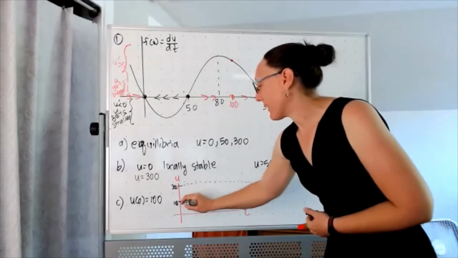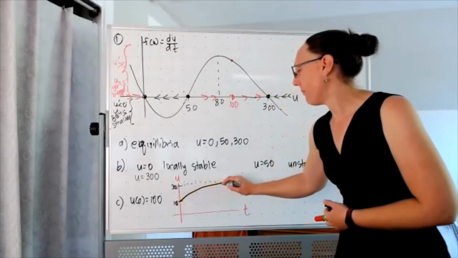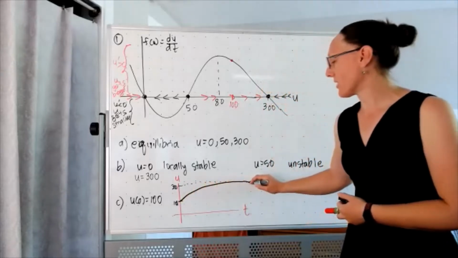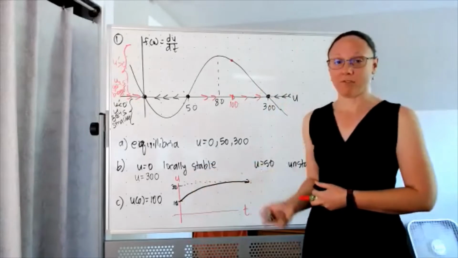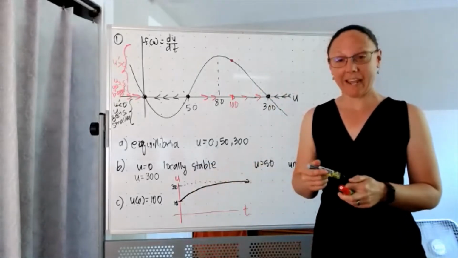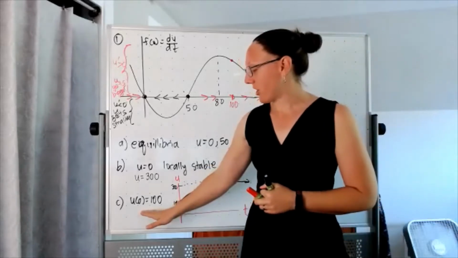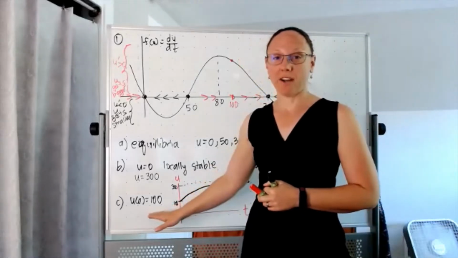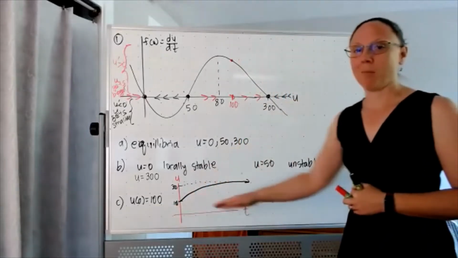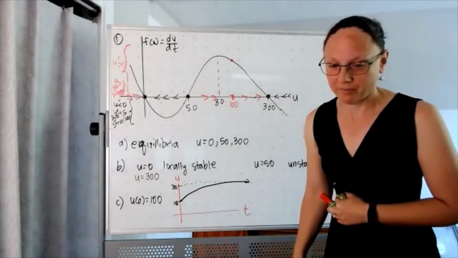So on this graph, I'd start at 100 and I would slowly increase over time, heading towards that equilibrium value of 300. Now that's also just told us what the long-term behavior of this function is. With an initial condition of 100 urracas, over time, my population will stabilize at 300.